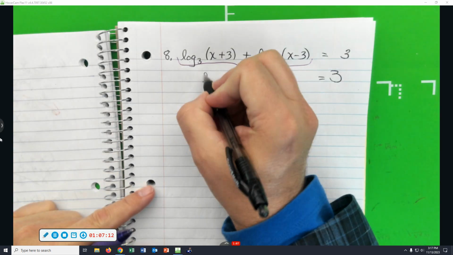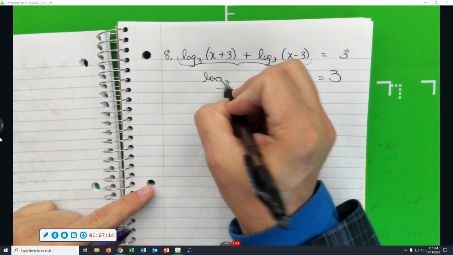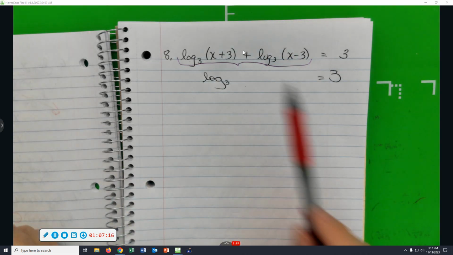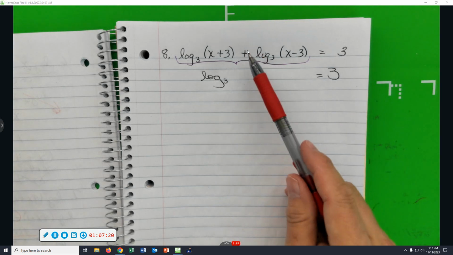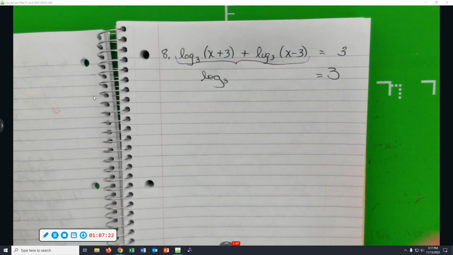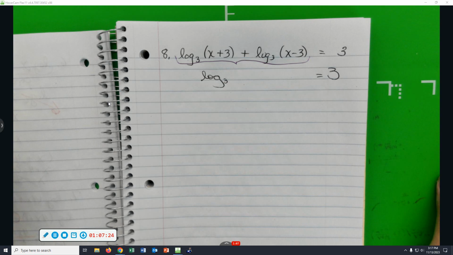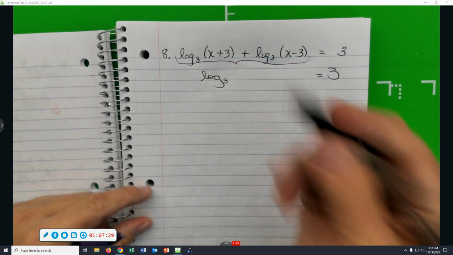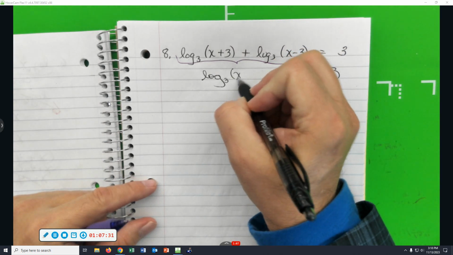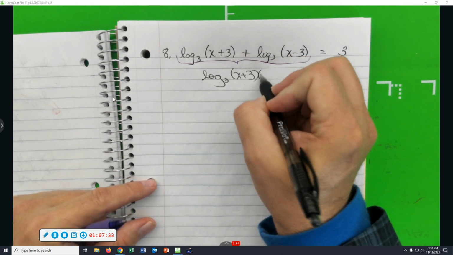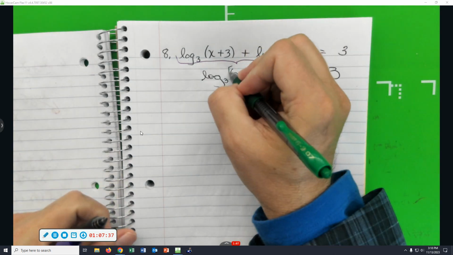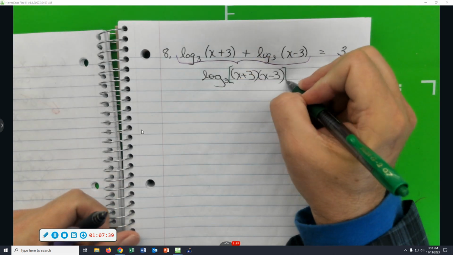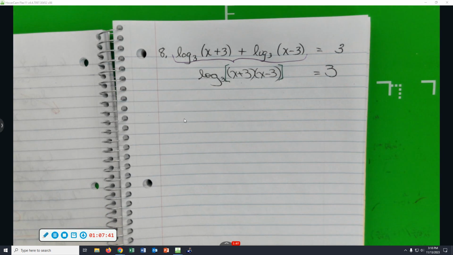I'll write the log base 3. Am I going to need a fraction bar? No, so I'm not dividing. There's not a minus sign in front of the logarithm, so I'm not dividing. The only other thing I can do, if I can't divide, I have to multiply. So I'm going to multiply the x plus 3 times the x minus 3. It might look better if I enclose these things in brackets, although it's not mandatory. I think it looks a little better.